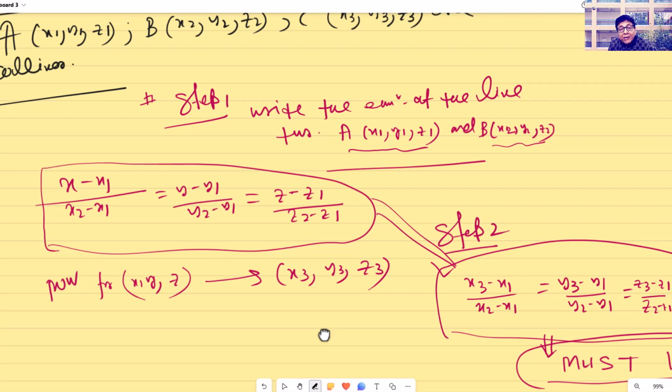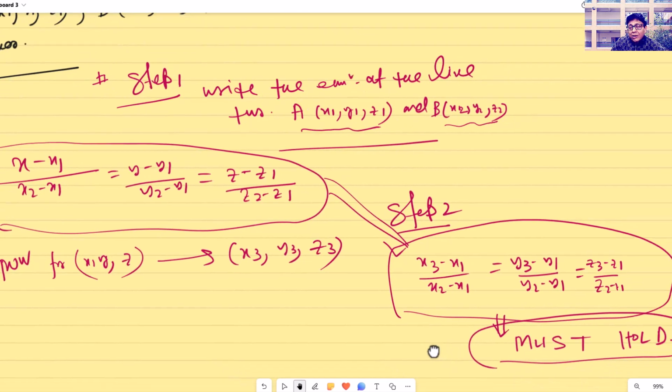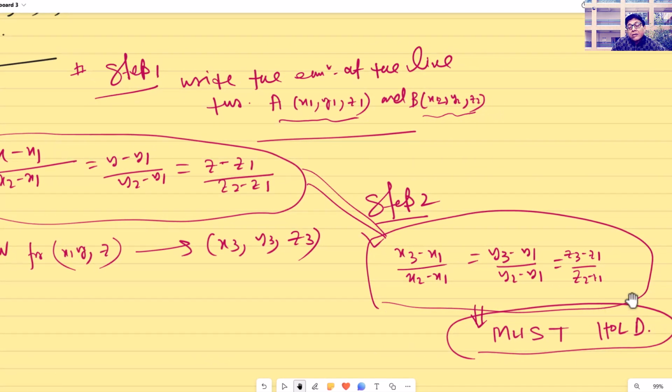So what you have done? Write the equation of line passing through 2 given points. If the third point, you put in place of x, y, z over there and the 3 ratios are equal, then you can say that the 3 points are collinear.